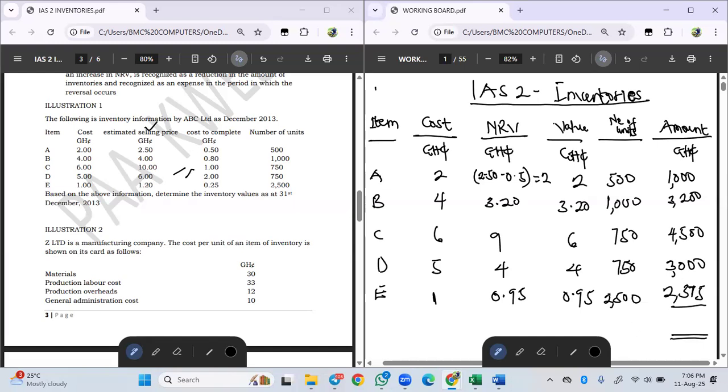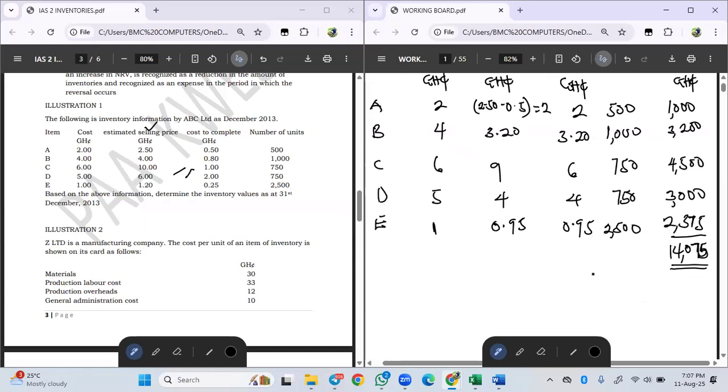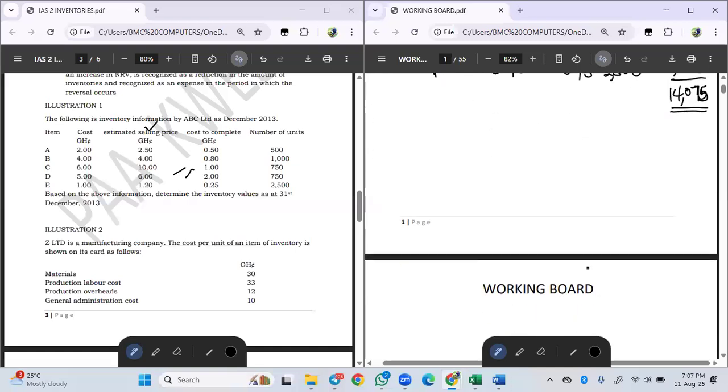Okay, so please let's find the total. And the total amount is what we are going to recognize. Okay. So this one is just a simple question. 11,375. Yeah. Please, it's wrong. 14,075. Okay. So that will be the cost. Okay. So this one is quite straightforward.